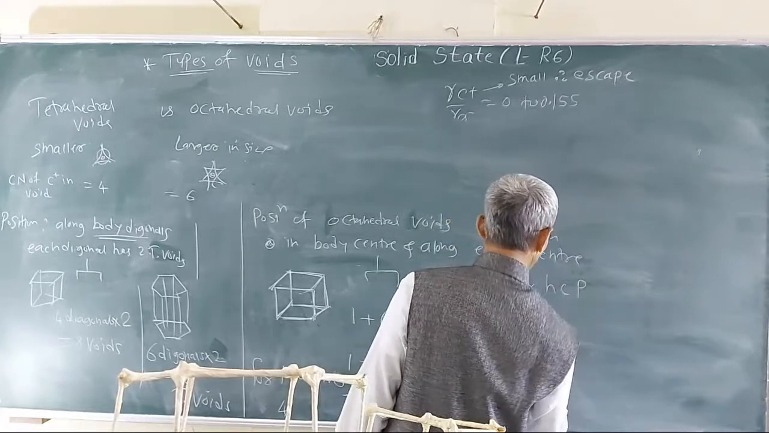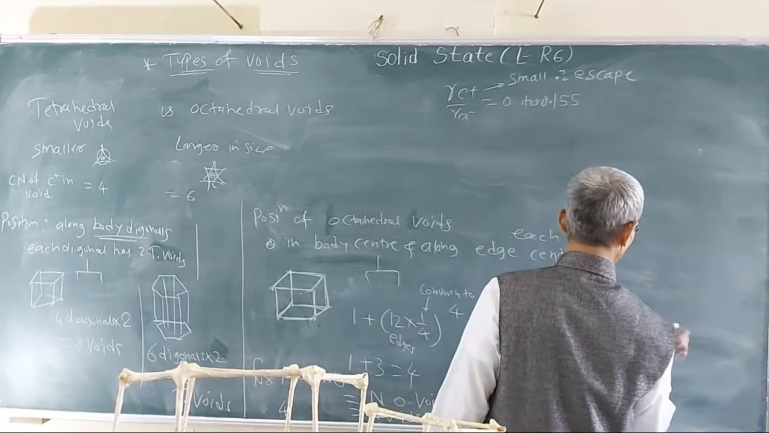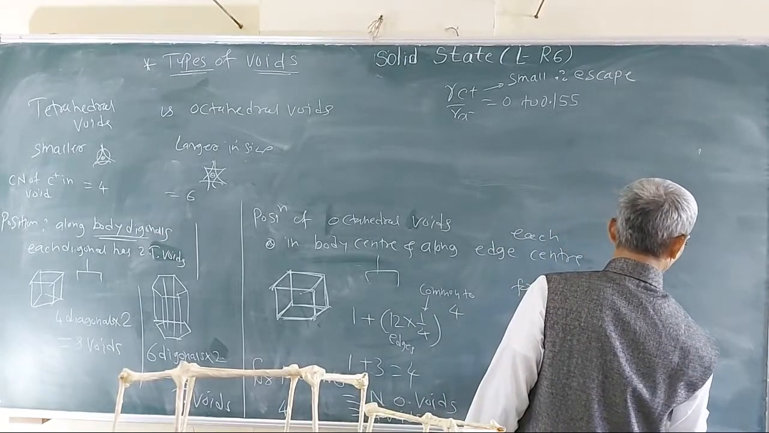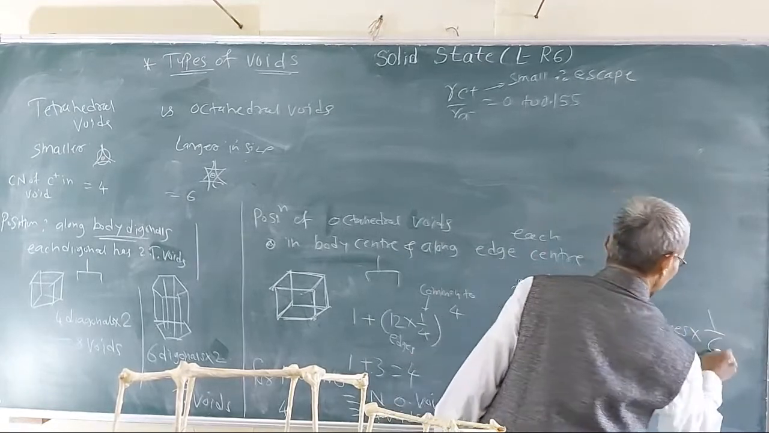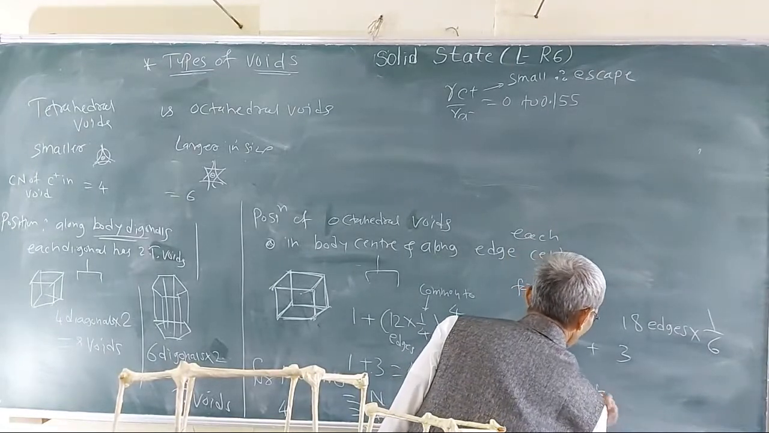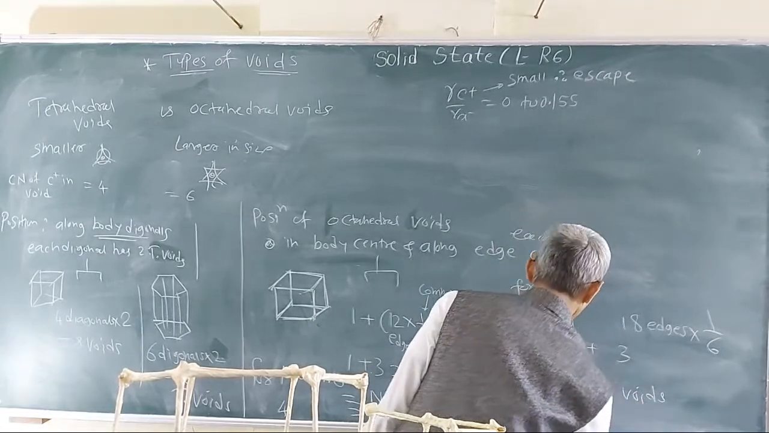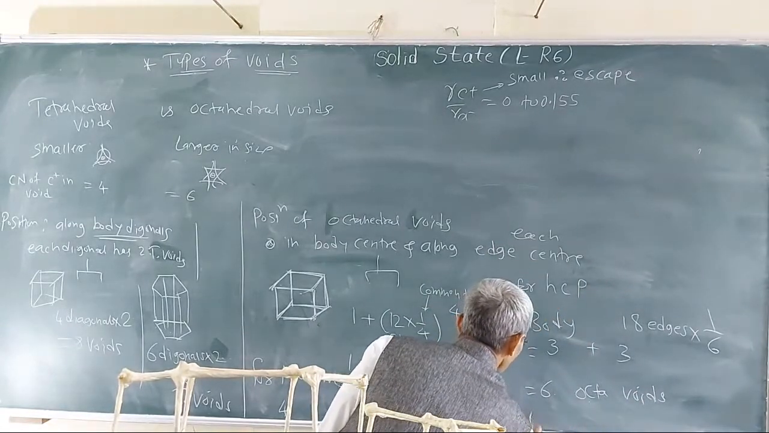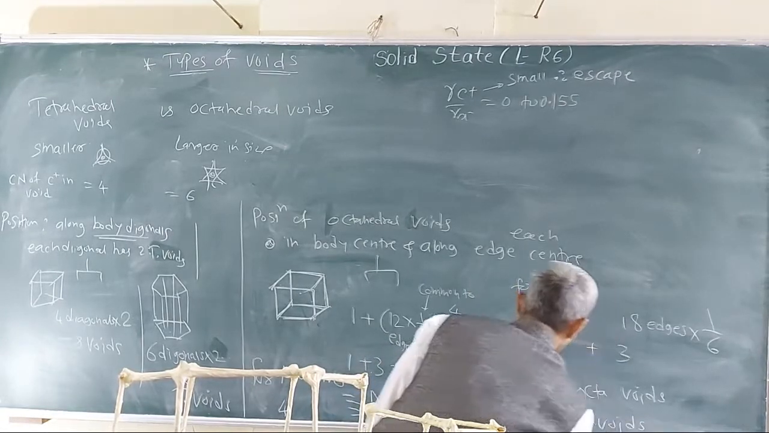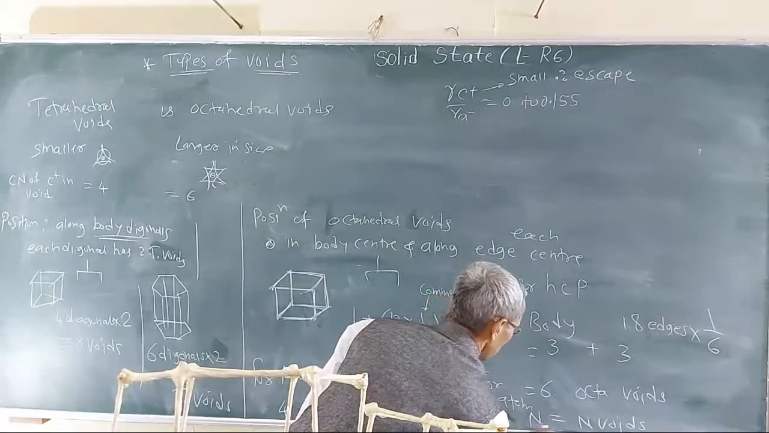If you consider the types at the body center, in the body there are 12 such edges, and each edge is common to 4, so there will be 3. So here total 4 octahedral voids are there, for 4 atoms. So for n atoms there will be n octahedral voids.